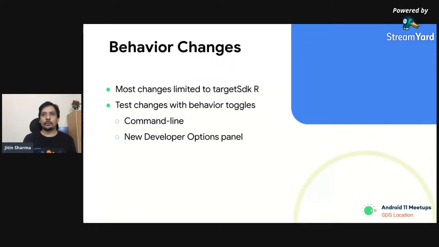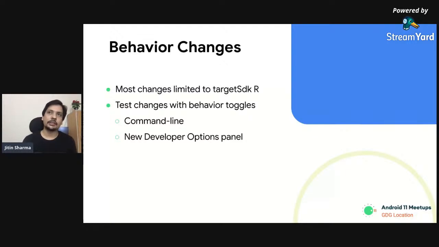Behavior changes. Behavior changes will affect your applications as you start targeting Android 11. But if you don't target Android SDK R in your target SDK, most of the behavior changes will not apply to you, and your application should work fine, except for a few smaller changes. So, the first thing is, how do you test all these behavior changes?